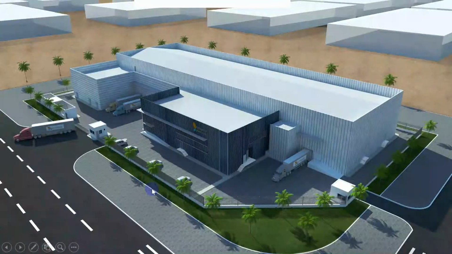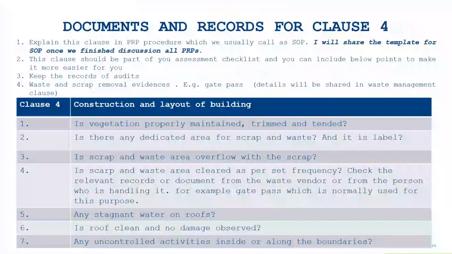This is the second example, where there is a clear boundary. They maintain the fence and then outside the fence they maintain the plantation. It is a very good idea, as you can do both practices at the same time. You can save your environment and also save your product from contamination or any hazard from the plants inside the premises. So these are the requirements that you need to comply with.